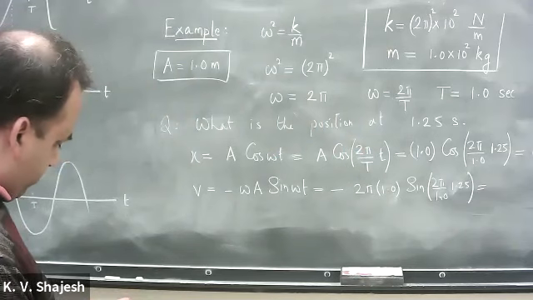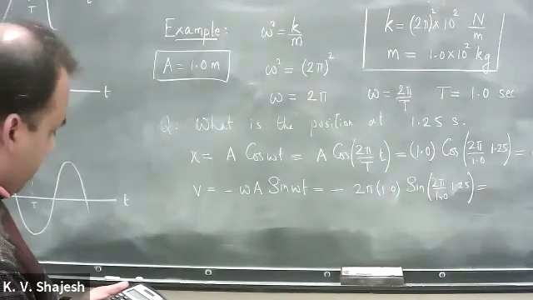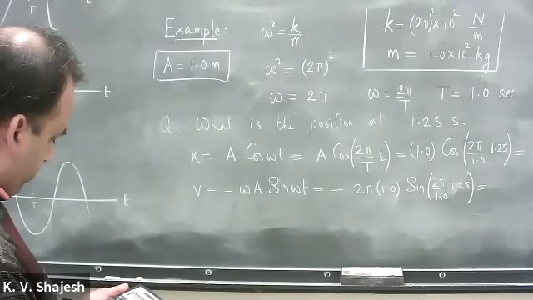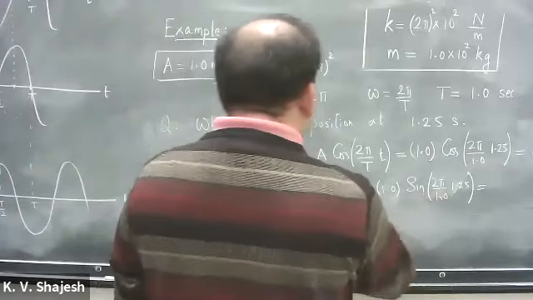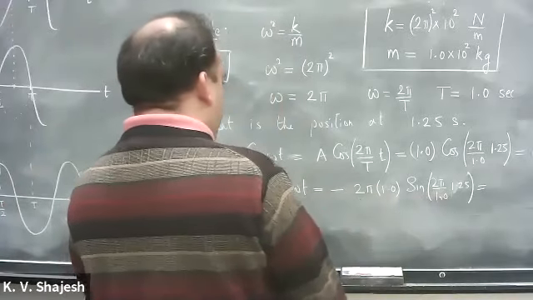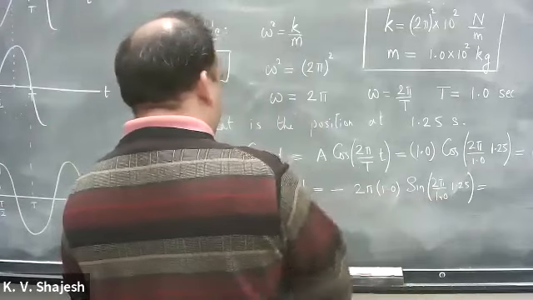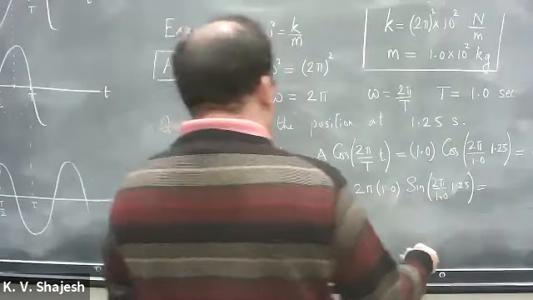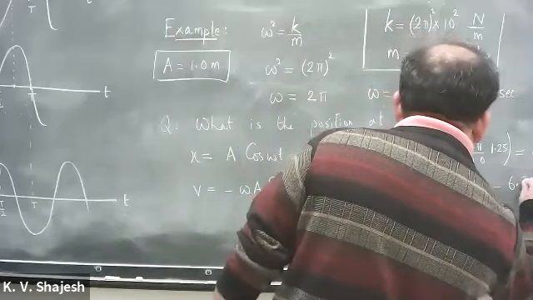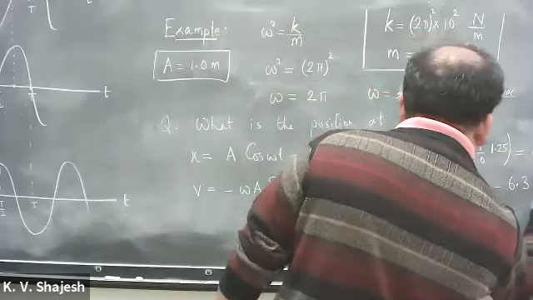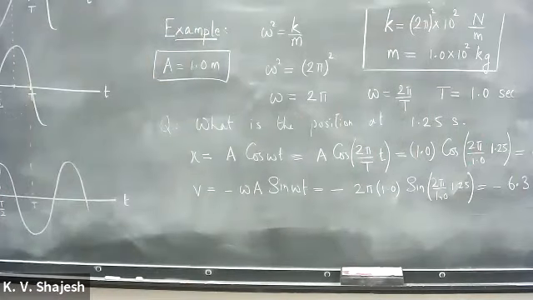So let's again do that. 1.25 times 2 pi. So that exactly comes out to be 1. So that's 2 pi. 2 times pi is 3.14 into 2, so 6.28. So that's 6.3. So it's minus 6.3 meters per second, right, to 2 significant digits.